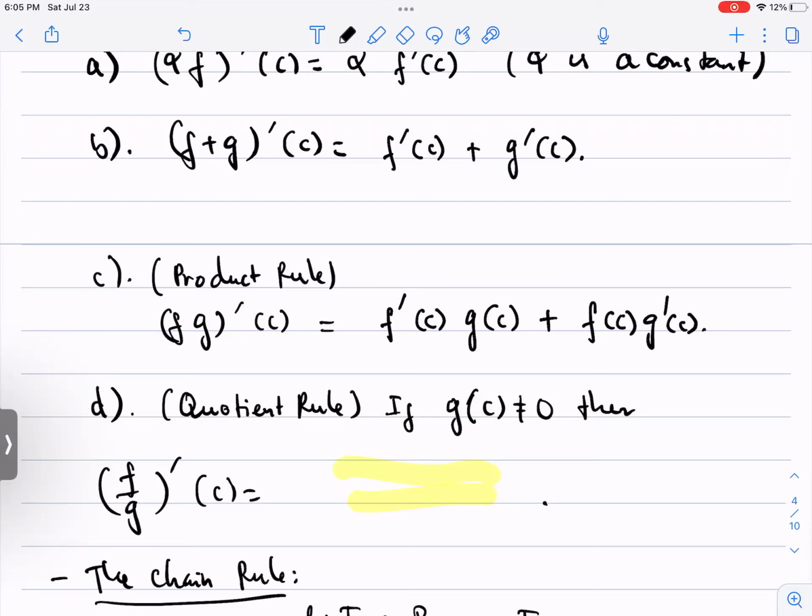Now the quotient rule is again a little bit more complicated. So here, this is f prime g minus f g prime divided by g squared.